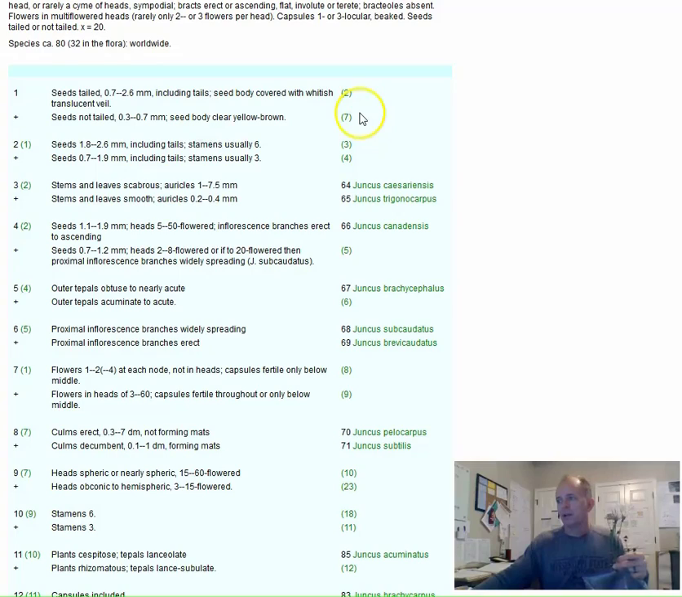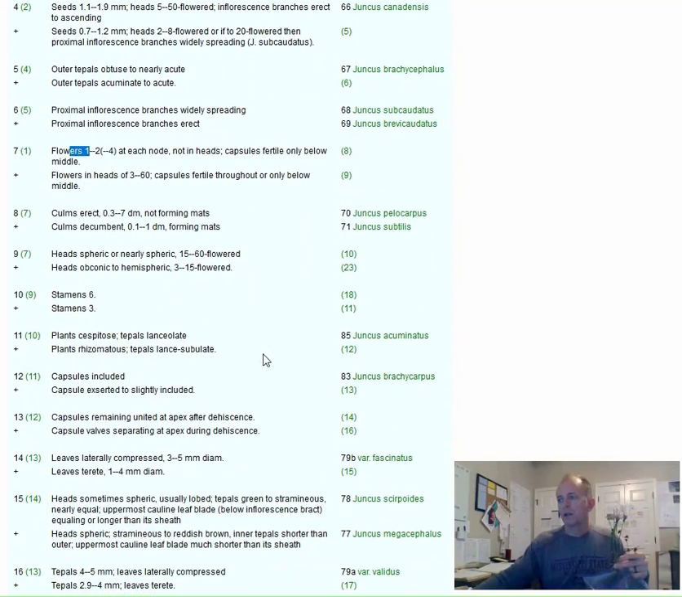So we go to number 7. So down here, number 7, scroll that up a little bit. The flowers, 1 to 2, maybe sometimes 4 at each node. All right, I counted in a hand lens, I zoomed in. On one side, I think I counted 20 maybe in one of these things. So that one would have had about 40. Flowers in heads of 3 to 60. Okay.